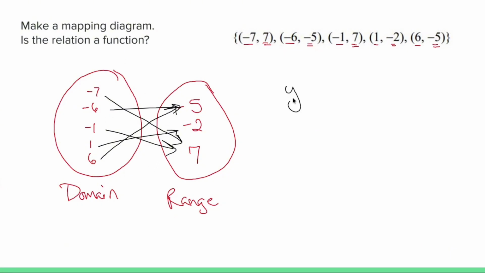Yes, it's a function because every single x value, every single member of the domain, is mapped to exactly one member of the range. Now, it doesn't matter if the range repeats. It doesn't matter if all of these went to -2. But as long as each of these is used once and only once, and you're sending one number only for the domain, you're good. So this is a function.